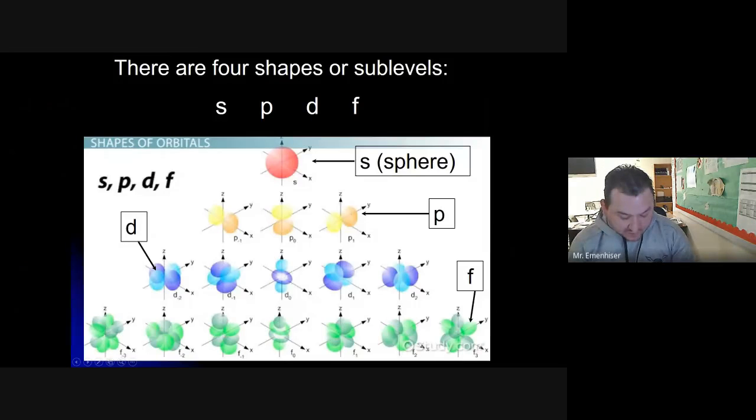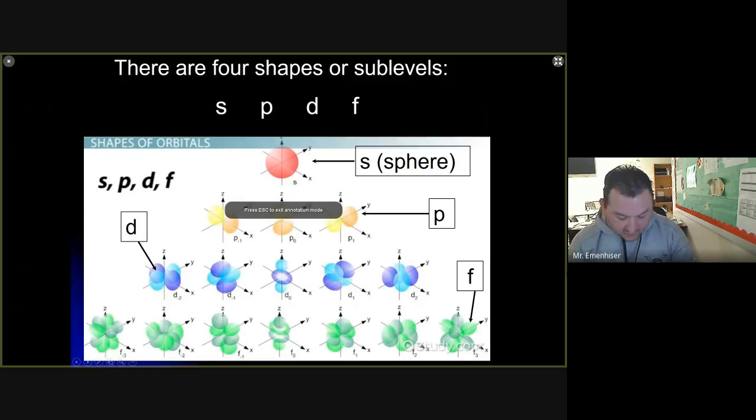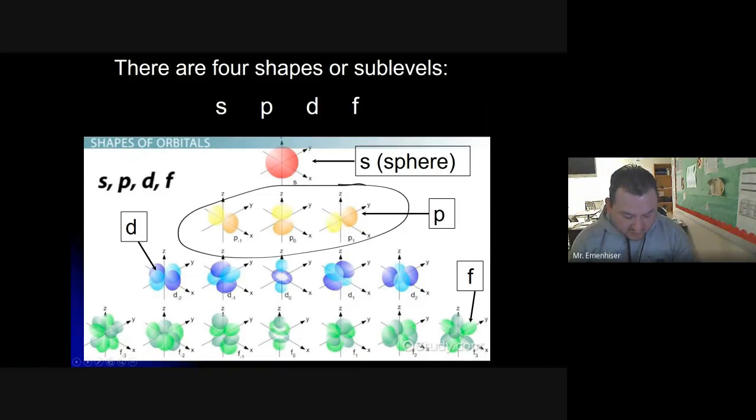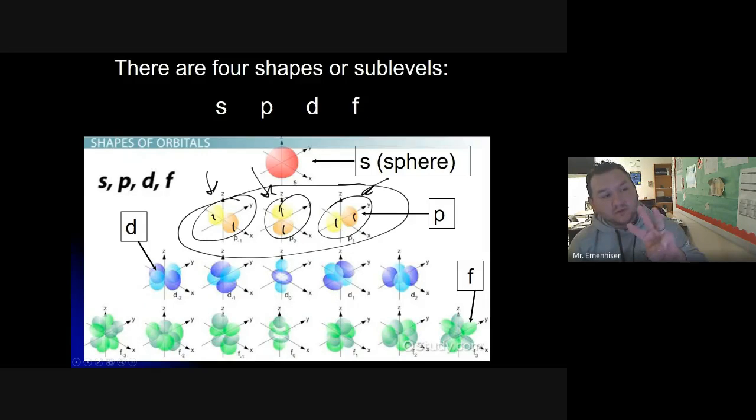So we've got our S, and then we've got our P. They look like this. There are 3 of them, and each of these lobes can hold 1 electron. Each of these is an orbital, so it has 3 orbitals. That's one, that's another, that's another. So 3 orbitals, and a total of 6 electrons can fit in a p orbital. And then 10 can hold in the D, and 14 in the F. So we can hold 2 in the S, 6 in the P, 10 in the D, and 14 in the F.